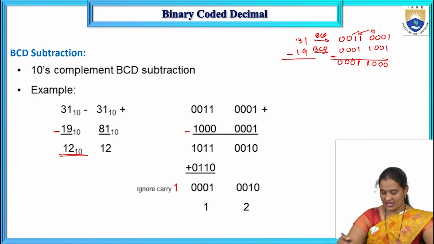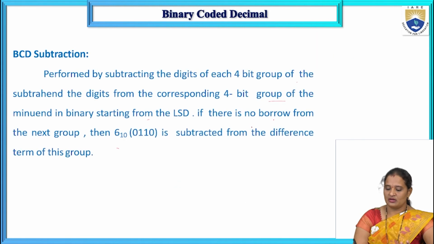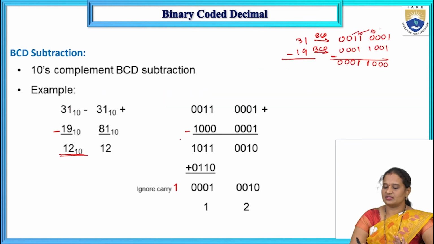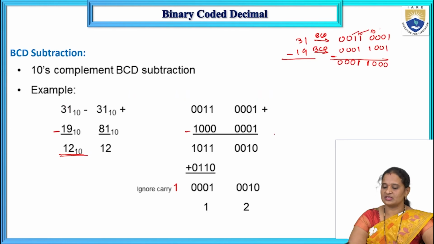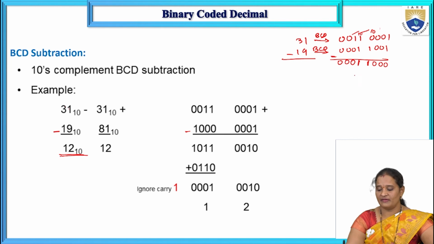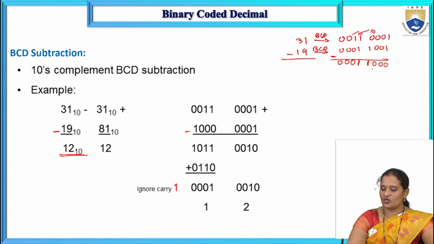Now, as I told you, if there is no borrow from the next group, then 6 is to be subtracted from the difference. So did we take any borrow here? We did not take any borrow here. So if there is no borrow from the next group, then 6 is to be subtracted from the difference. Now, what is the answer we are getting? 31 minus 19. So how much do I have to get?